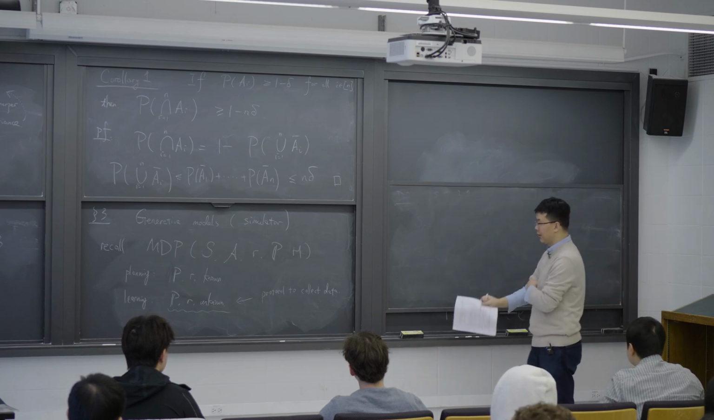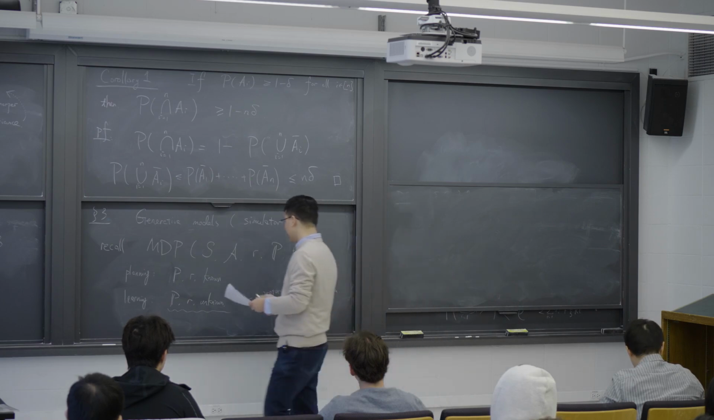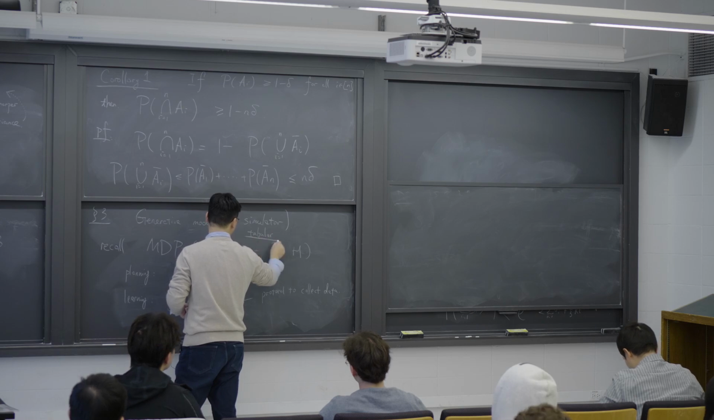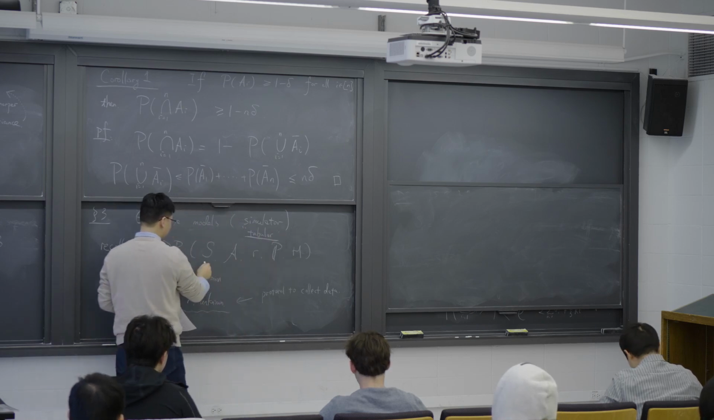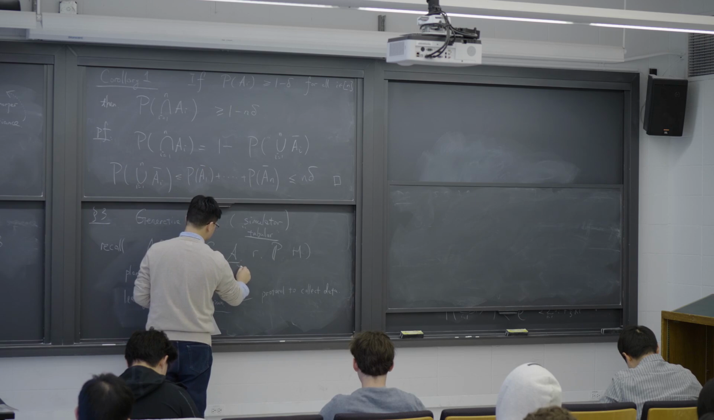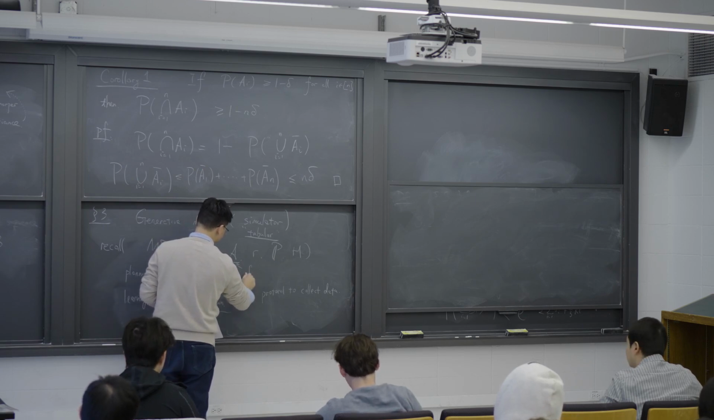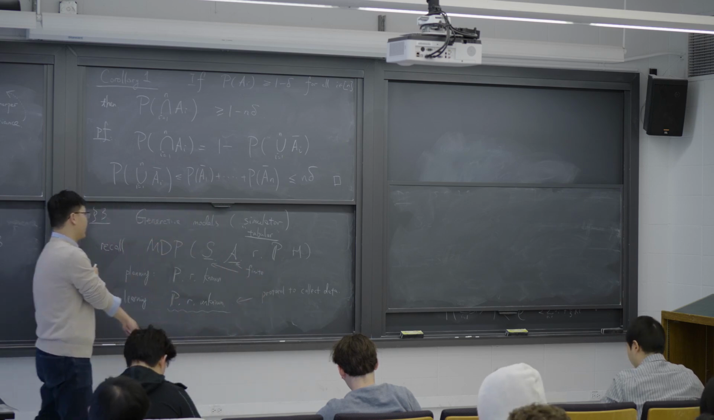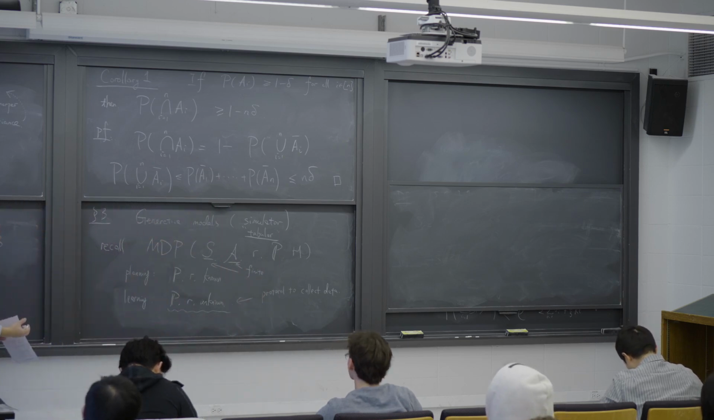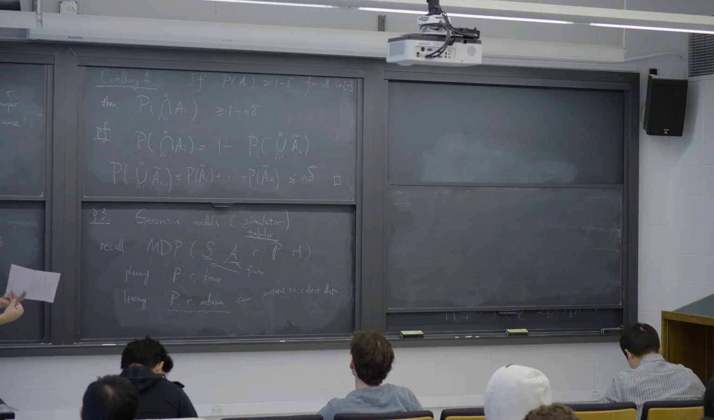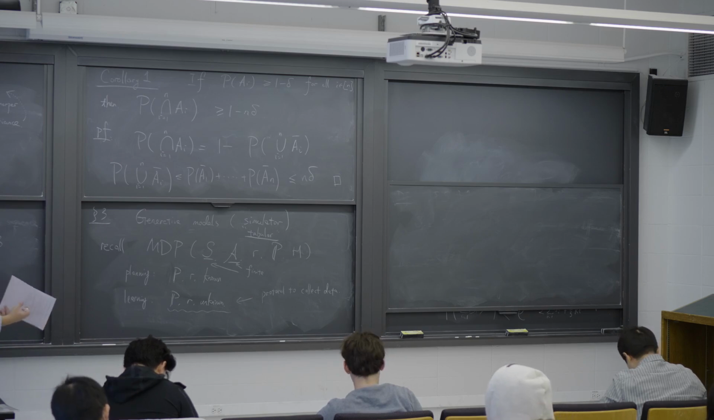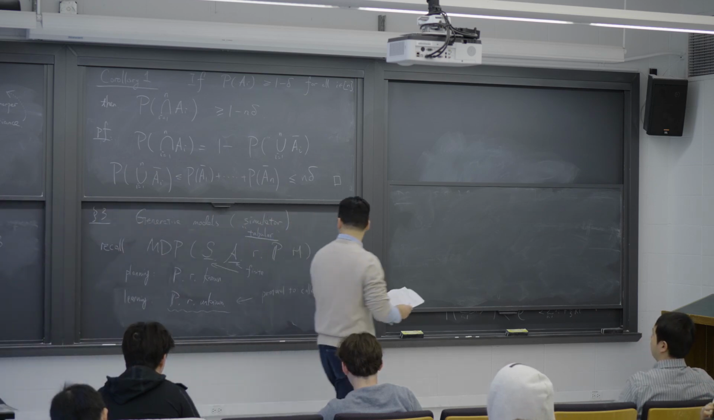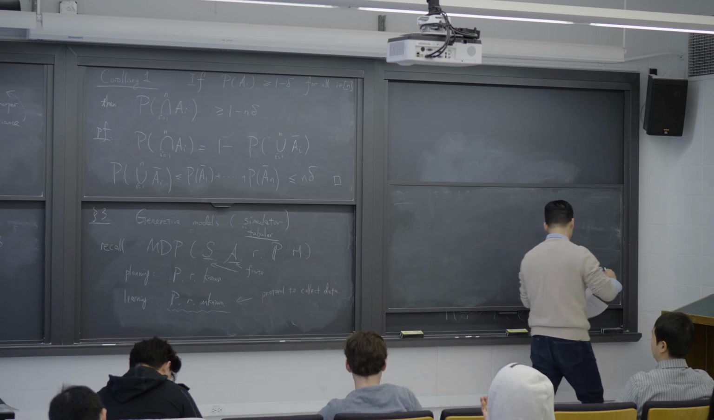So for now, let's focus on the tabular setting. In the tabular setting, we mean this state and action are finite. The set has finite cardinality. And in the second half of the course, we will generalize this tabular to more generic, large state space, or you can have infinite number of states. But for now, let's just focus on the simplest case. That is, we have a finite number of states and a finite number of actions.